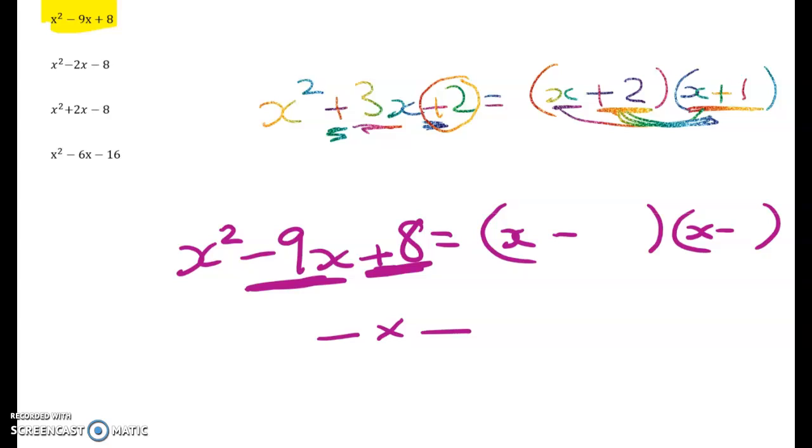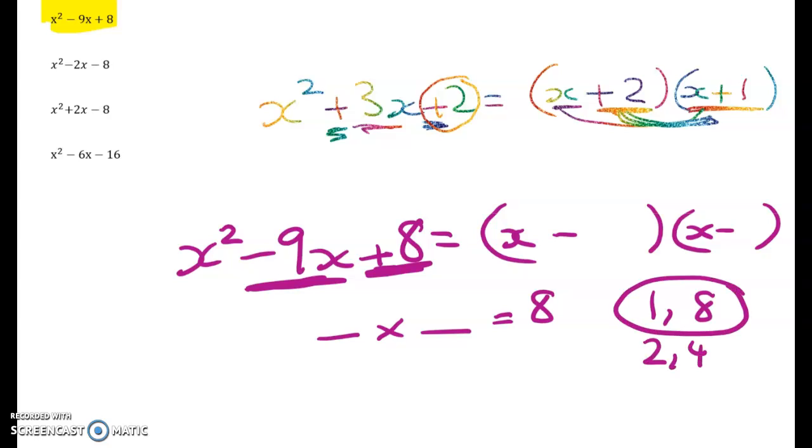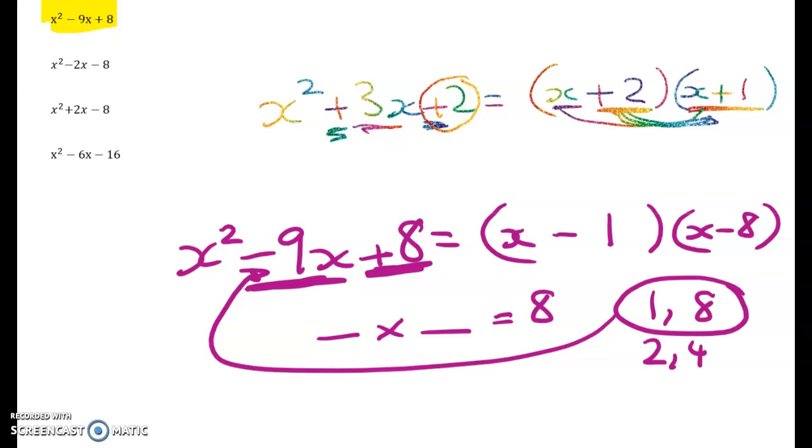So something times something equals 8. Factors of 8. We've got 1 and 8. And we've got 2 and 4. 1 and 8 add up to give me what I want here, which is 9. So we have x minus 1 times x minus 8. And we can expand back to check.